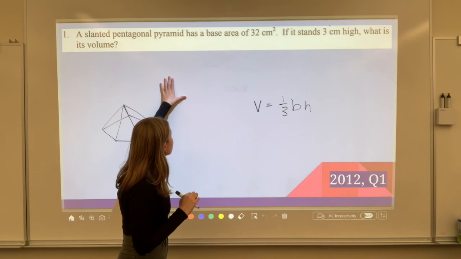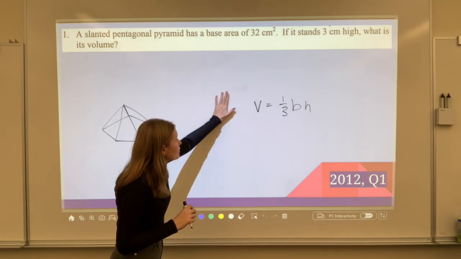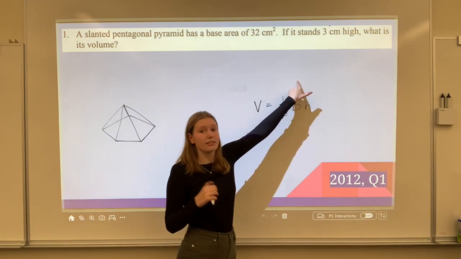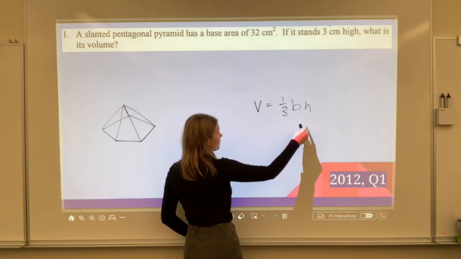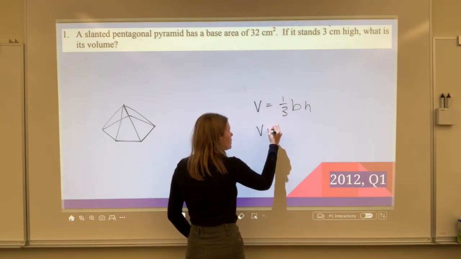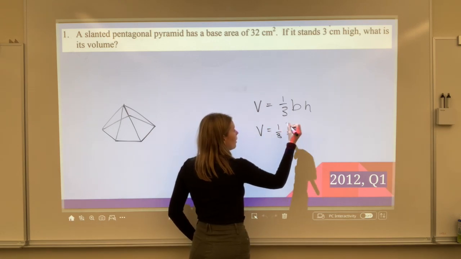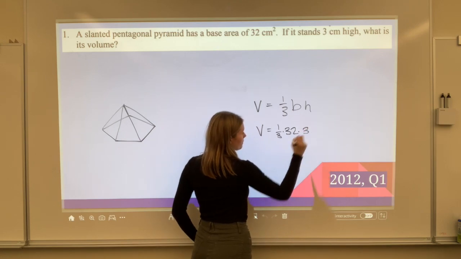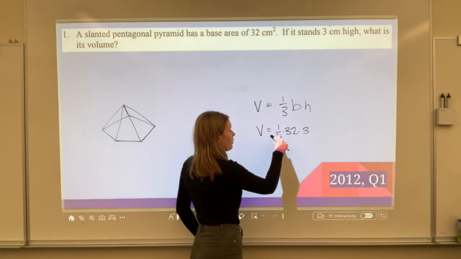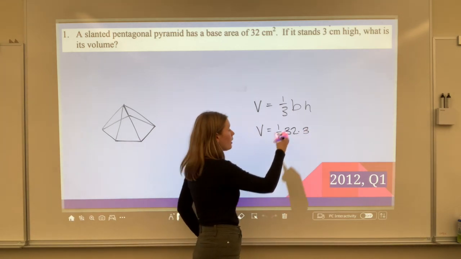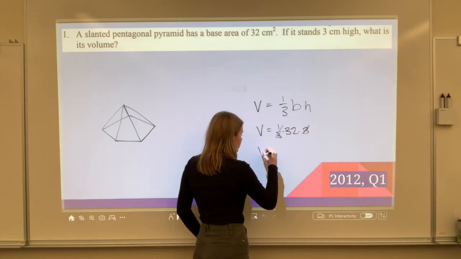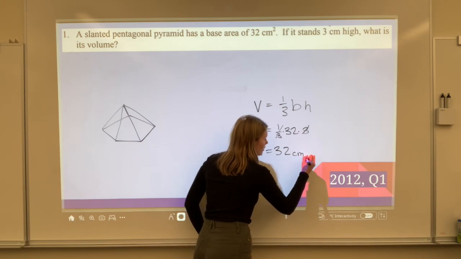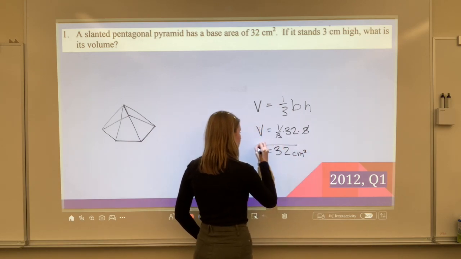So our base is given 32 centimeters squared, and if it stands 3 centimeters high, so we're given the height, we can plug those in. Our volume is equal to 1/3 of 32 times 3. Now, notice, the 1/3 and the 3 will cancel out to 1. So our volume is just 32 centimeters cubed.